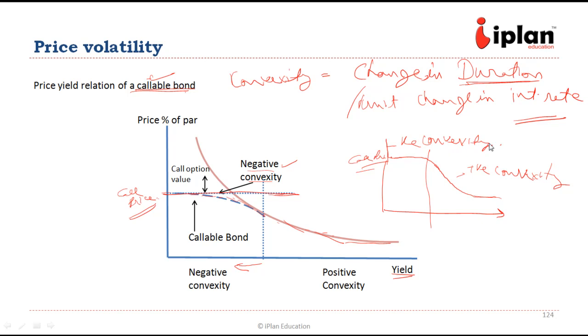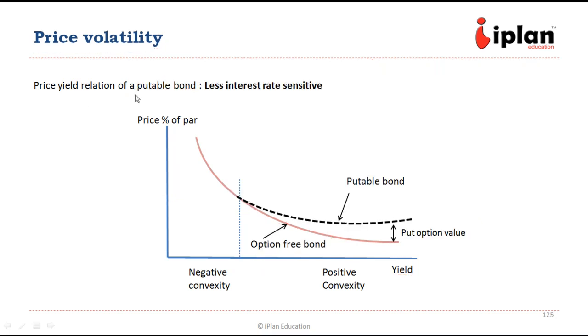Now similarly, we can see the case of a puttable bond, where it is less interest rate sensitive. As we know, the benefit of the put option in the bond goes to the investor. So that is why when the interest rate is rising, the price does not fall as much as it was supposed to fall. So the slope is lower. This difference can be called the value of the put option. So this is the curve for a puttable bond. As we can see, as the interest rate is rising, the price is not falling as much. The slope is slightly lower.